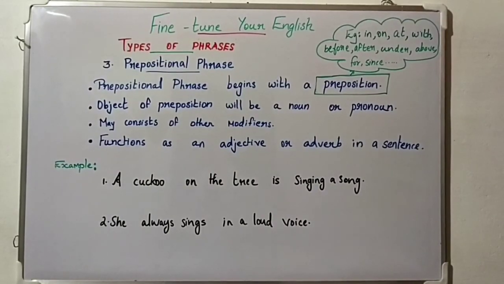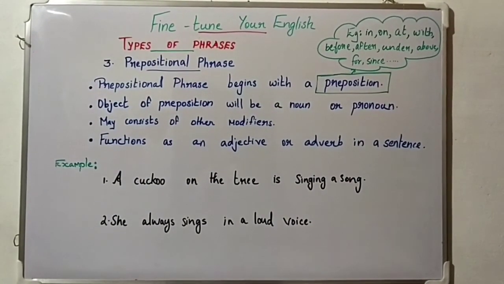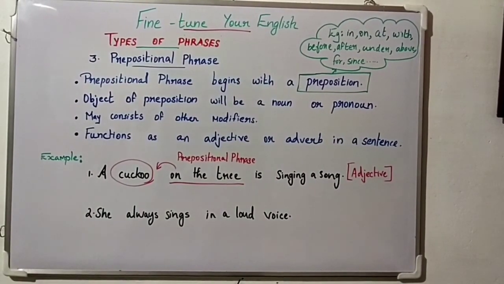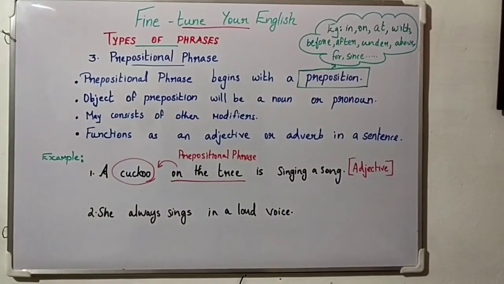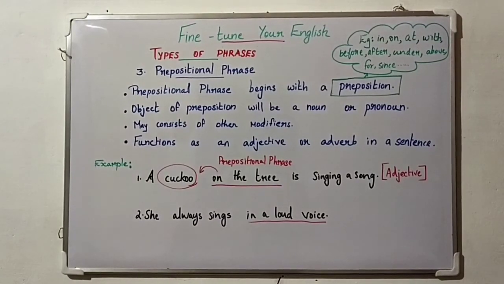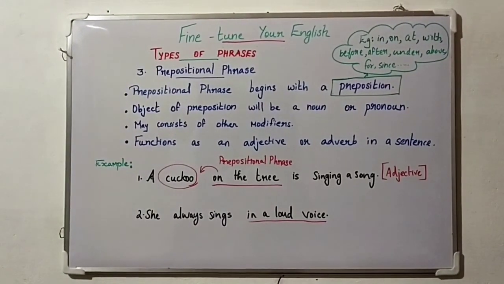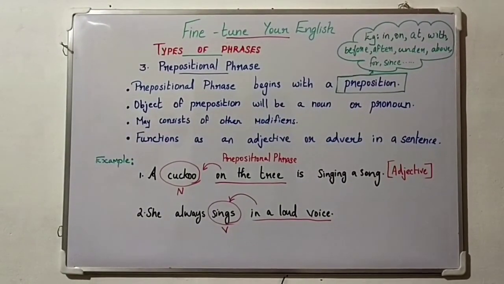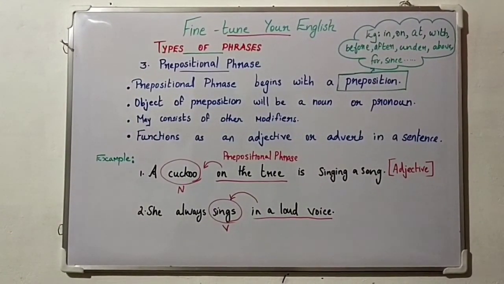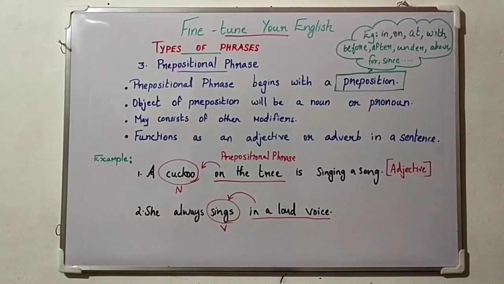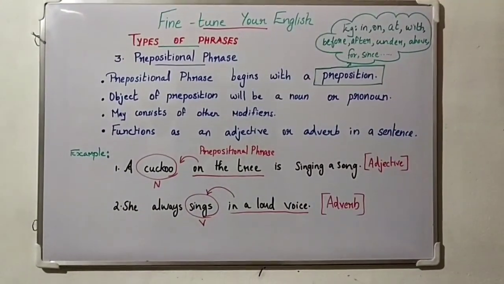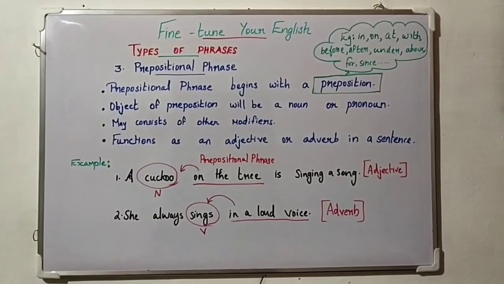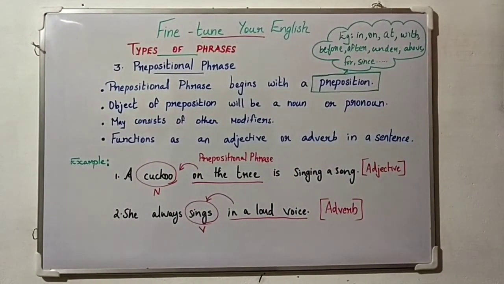A cuckoo on the tree is singing a song. In this sentence, the portion beginning with the preposition on is a prepositional phrase. On the tree is the prepositional phrase and it says something more about the noun cuckoo. Therefore, it's an adjective. Anything which explains something more about the noun is an adjective. And here, the prepositional phrase acts as an adjective.